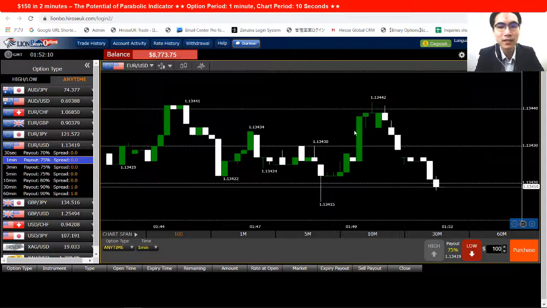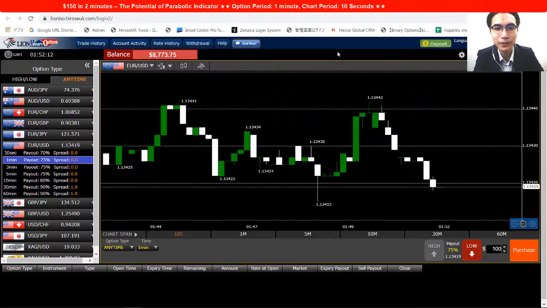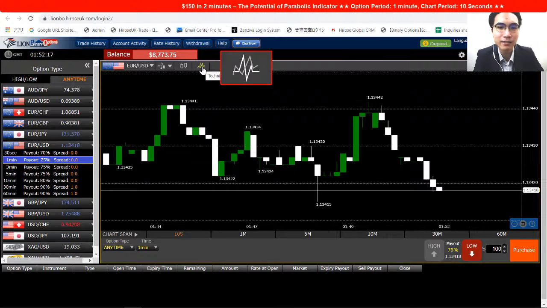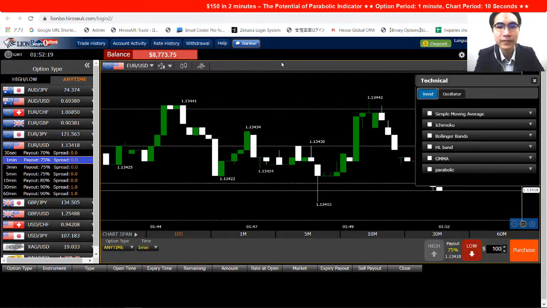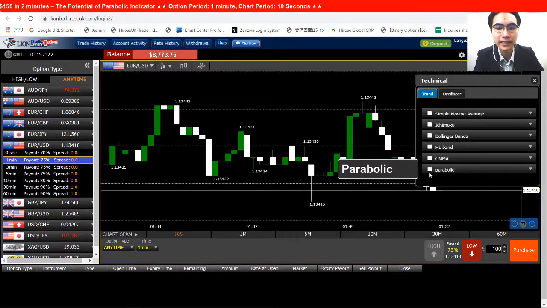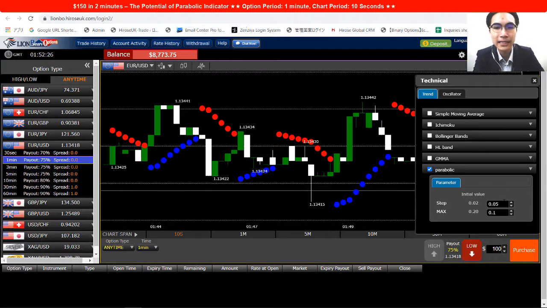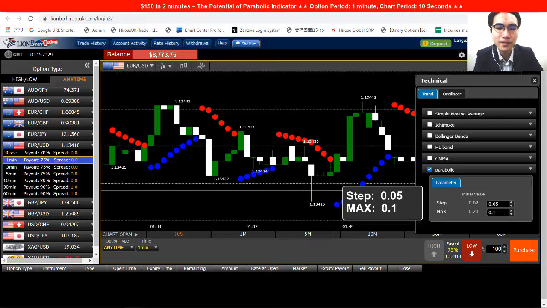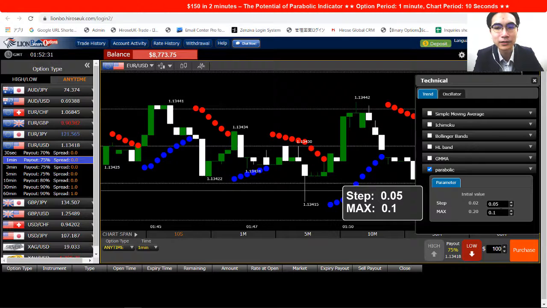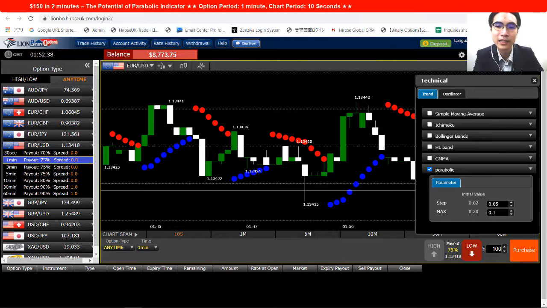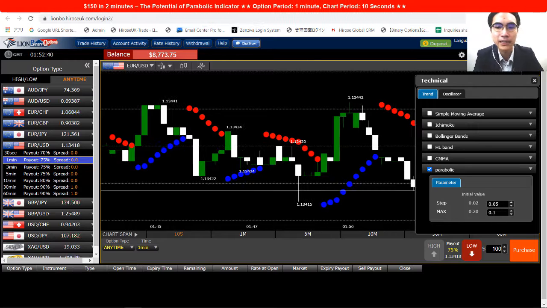Okay, first things first, we'll go to the technical indicator, just that little guy right there. Click on it, and then we'll select parabolic SAR, just put a little tick right there and open the drop down. For step, we set it to 0.05, and for max, we set it to 0.1. So again, 0.05 and 0.1, that's all we need for this indicator. And then now we can close the technical indicators window.